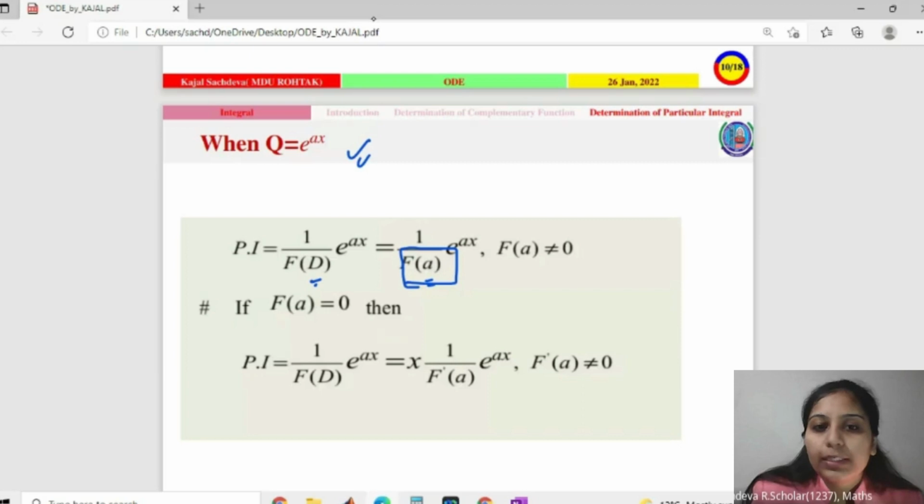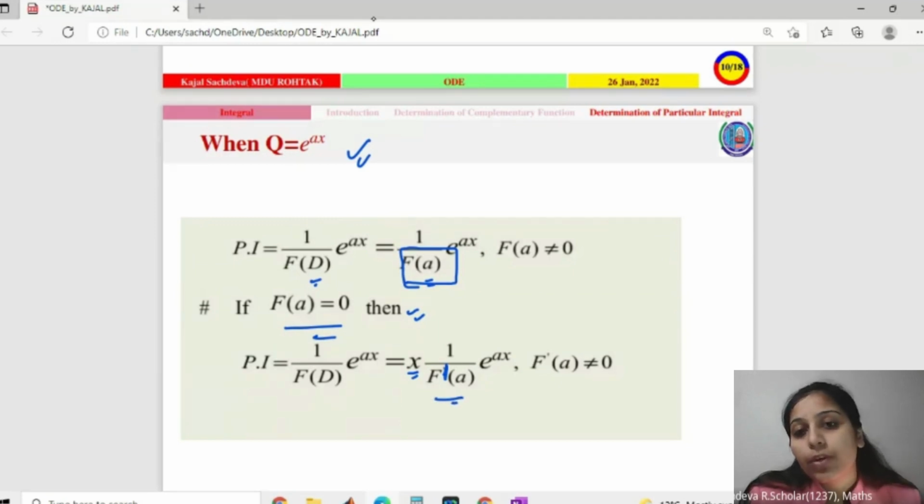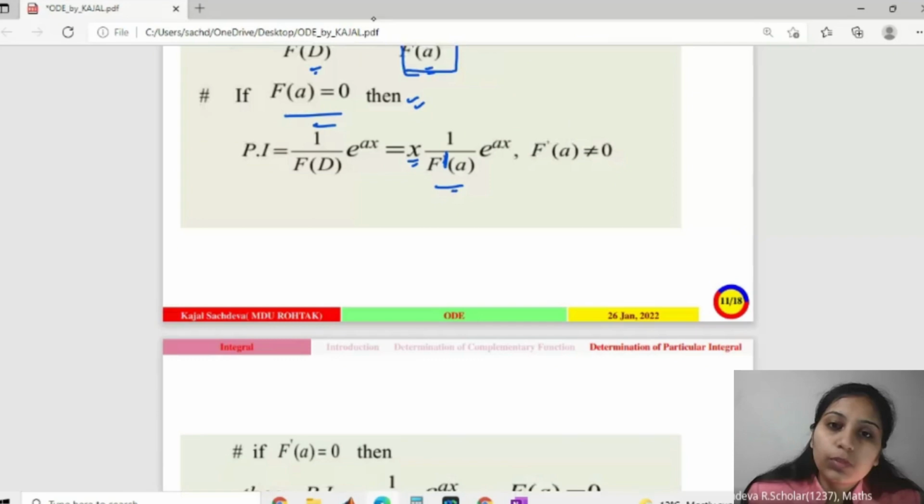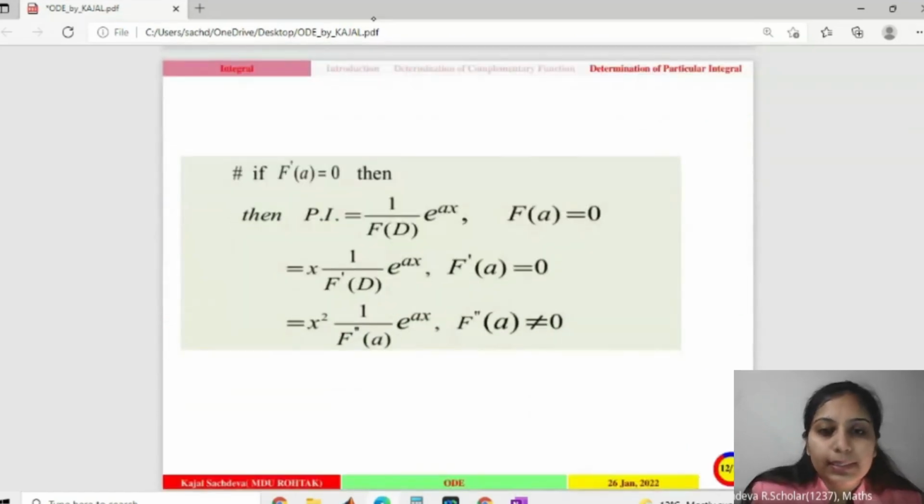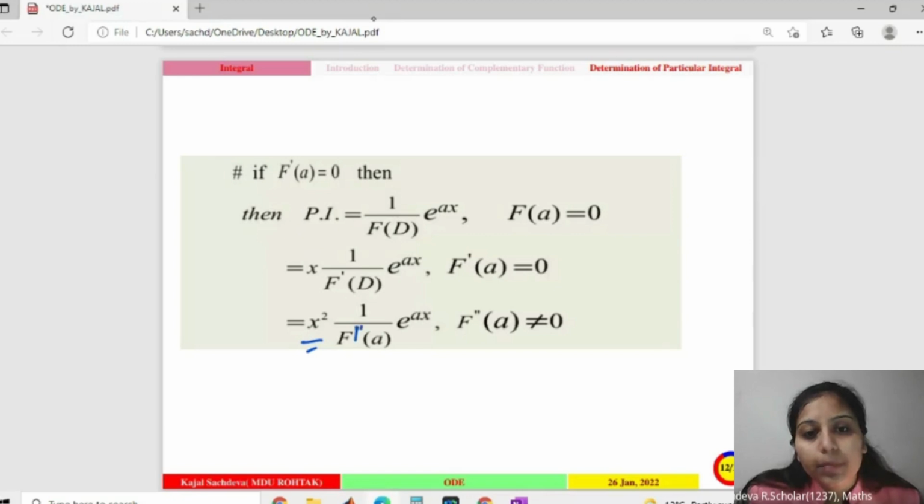For this type of case, we have another way. When f(a) is equal to 0, what we do is multiply by x and take the derivative of the denominator, f dash, then put a in there. So we just find one time derivative and multiply it by x. Now here it can also be possible that f dash a is equal to 0. The derivative is also 0. So what would we do in this case? Now we will again multiply by x. Now it becomes x square, and take the double derivative, e raised to power ax.